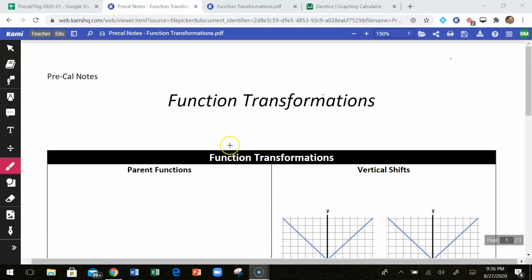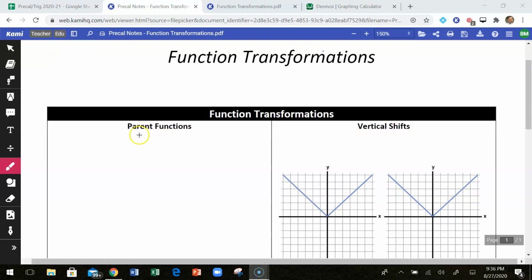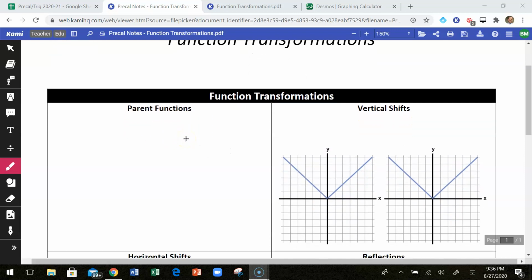Okay, in this video we're going to talk about function transformations. So what we're looking at is a parent function, and that could be really anything at all, but a parent function is like the simplest form of that type of function. So what I mean by that is if you have something like y equals the absolute value of x, I don't have anything inside with the x. I don't have anything on the outside. It's just simply the absolute value of x.